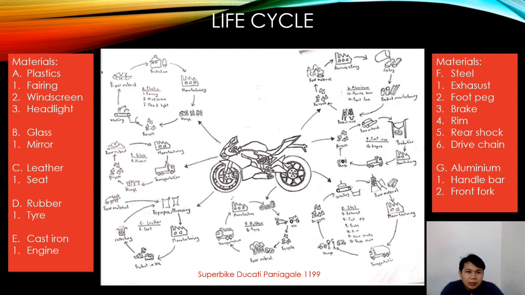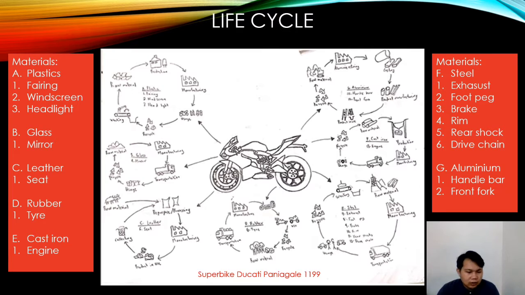There are 7 materials that are used: plastic, glass, leather, rubber, cast iron, steel, and aluminium. For plastic, the parts are the fairing, windscreen, and headlight. The glass is the mirror. Leather is for the seat. Rubber is for the tire. Cast iron is the engine. Steel is the exhaust, foot peg, brake, drum, rear shock, and drive chain. And lastly, aluminium is the handlebar and front fork.